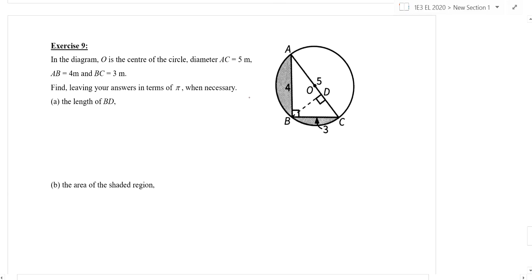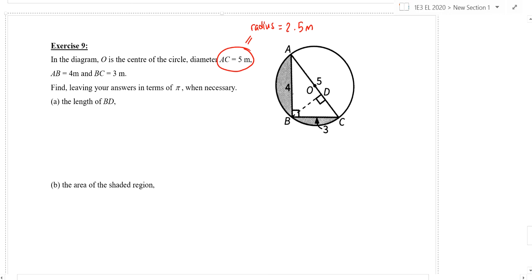Final question, number 9. Here we have O as the center of a circle, which has a diameter of 5 meters. So AC is 5 meters, meaning radius is 2.5 meters. We also know that AB is 4 meters and BC is 3 meters. Find BD in terms of pi. So in terms of pi means we do not evaluate it to find the length of BD.